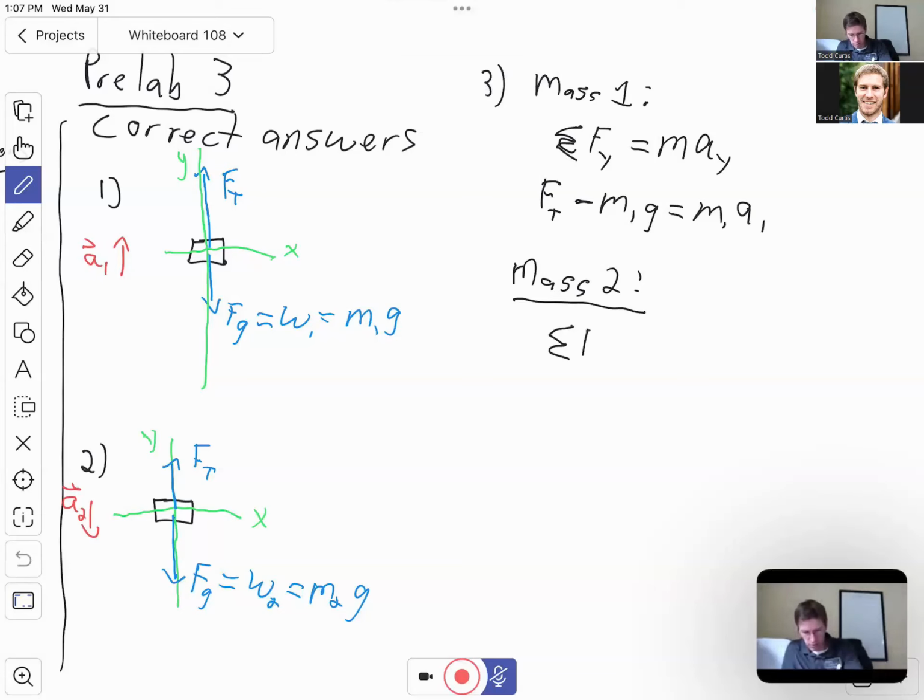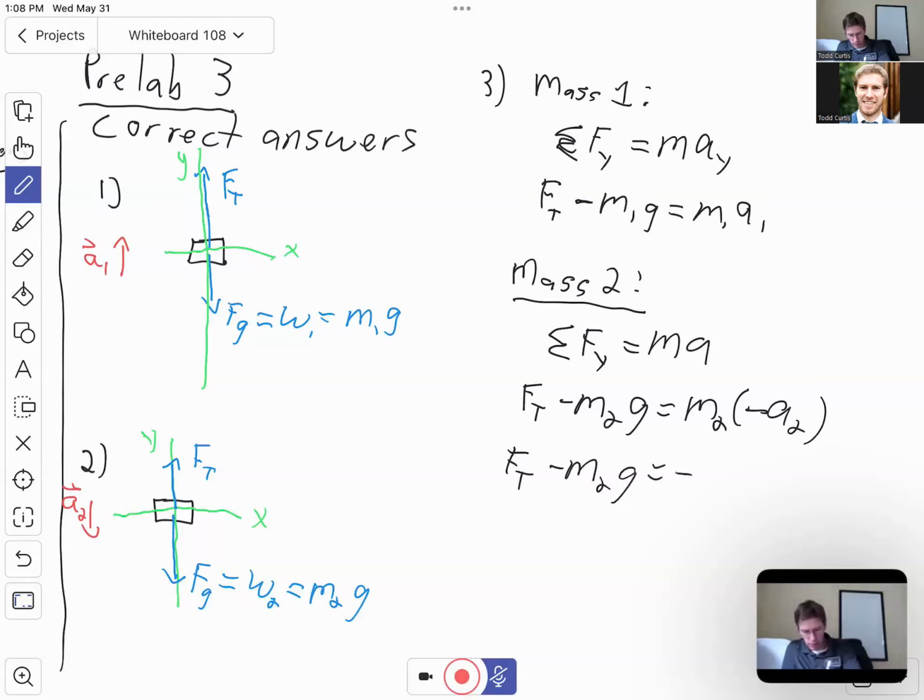Sum of the forces in the Y direction equals MA for mass 2. Now we're going to have the force of tension up minus M2G down equals M2 times, and I'm going to enter negative A2 because A2 is down. So you're going to have tension minus M2G equals negative M2A2. So the difference there is that negative sign.